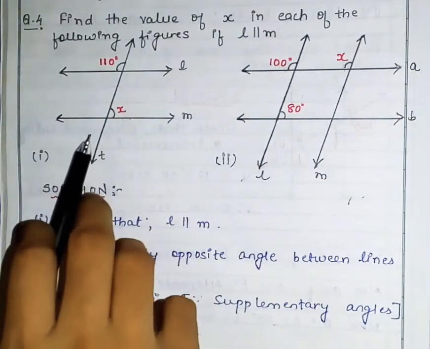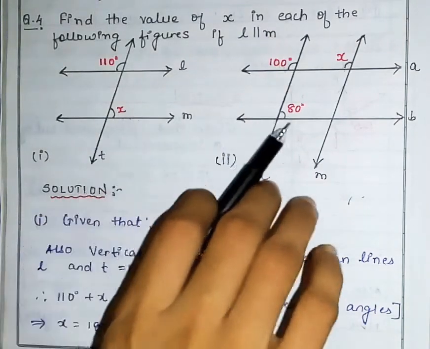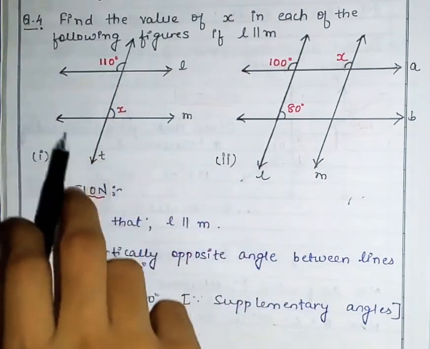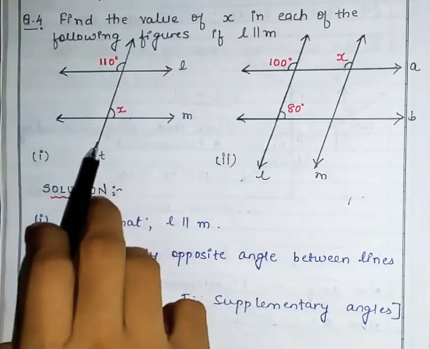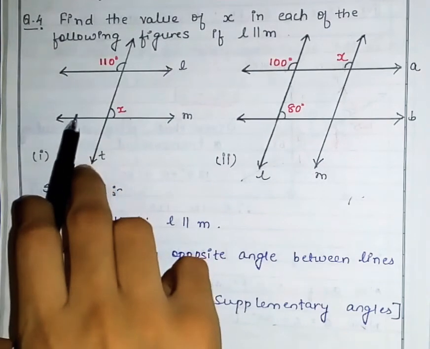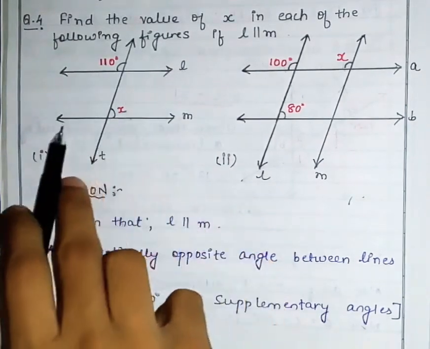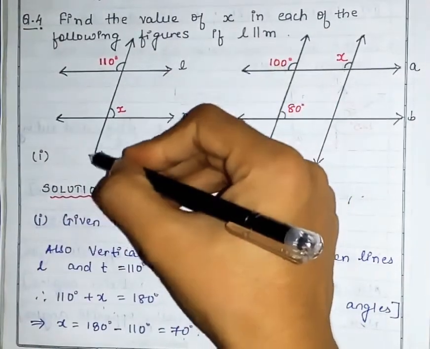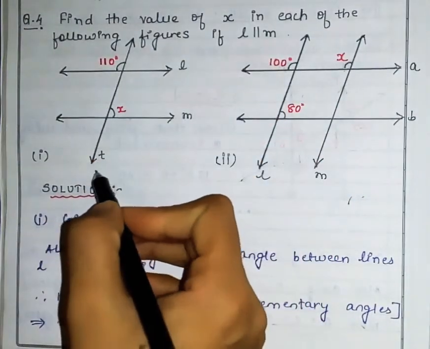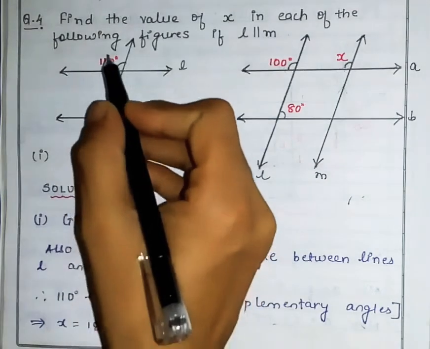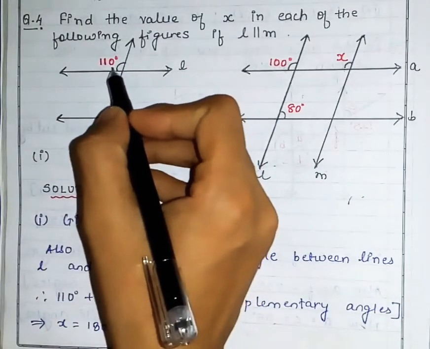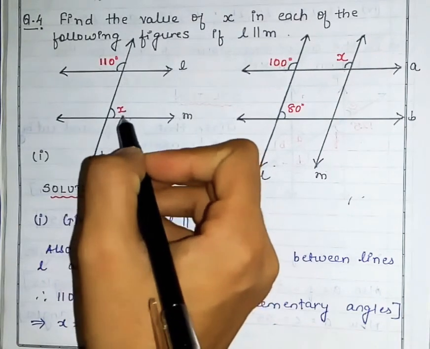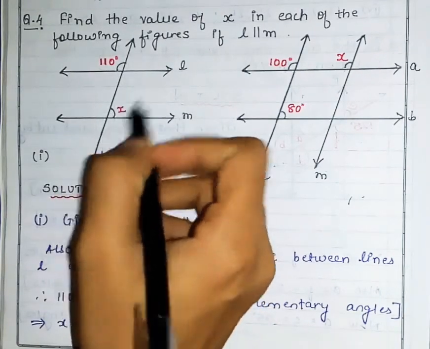So this is the first figure. One by one we will see the solution of both figures. First we will see the solution of this first part. In this figure, line L and line M are both parallel, and line T is the transversal. This angle is given to us as 110 degrees, and this angle x is not given, so we have to find it out.